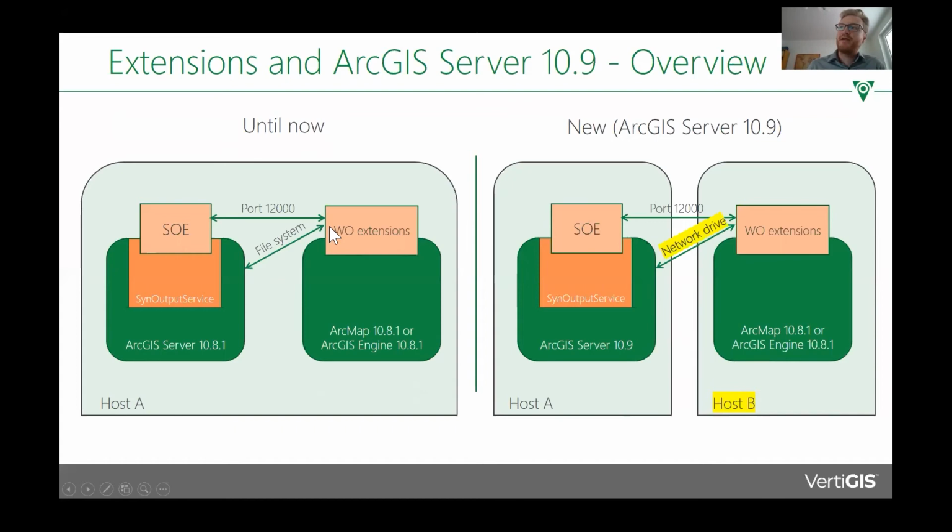And as there have been several connections between the services on the server and the file directory, as well as the communication from the SOE to the extension through a port, we will need to make sure that we have a network drive, or at least a UNC shared drive on either machine that both can see, and an open firewall for the default port 12,000 to let those two components communicate with each other.